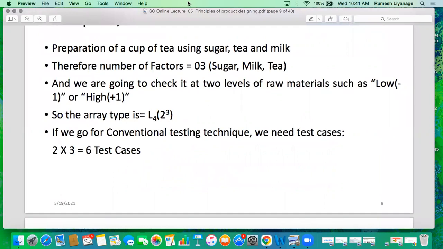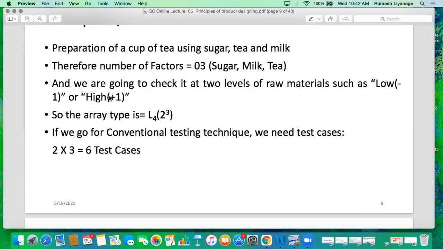So here you can see again a very simple example, the preparation of a cup of tea using 3 ingredients: sugar, tea, and milk. Therefore, the number of factors is 3. And we are going to check at 2 levels. You can remember when we use plus minus, 0, 1, 2, 0, 5, 10, we have to justify it. We are going to use -1 as the low level and +1 as the high level.